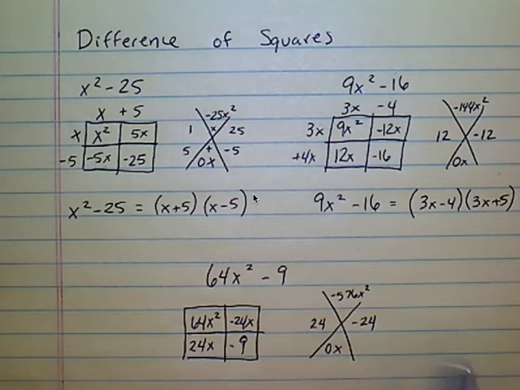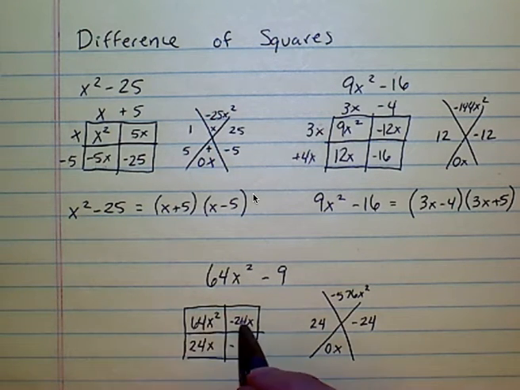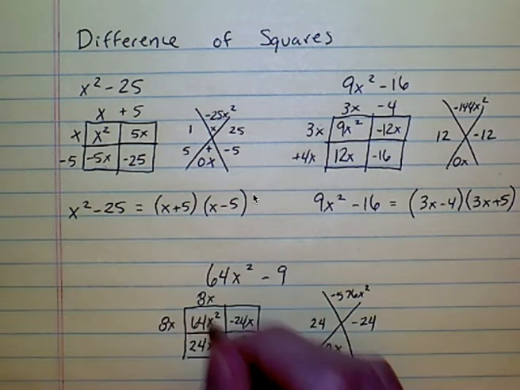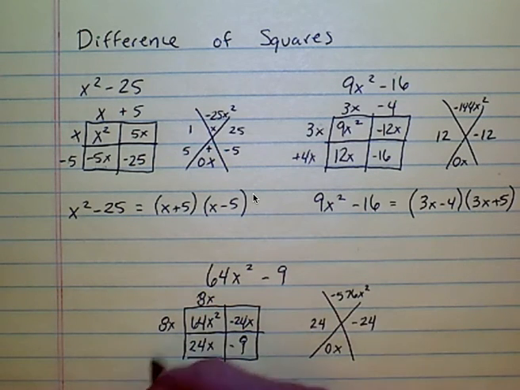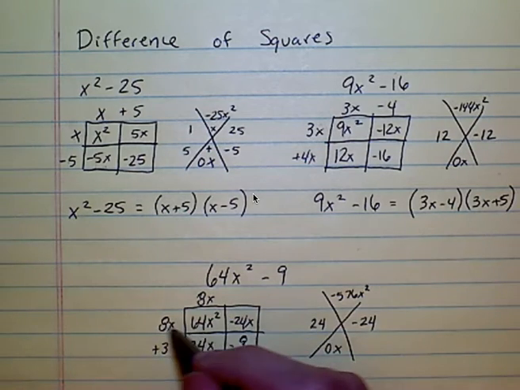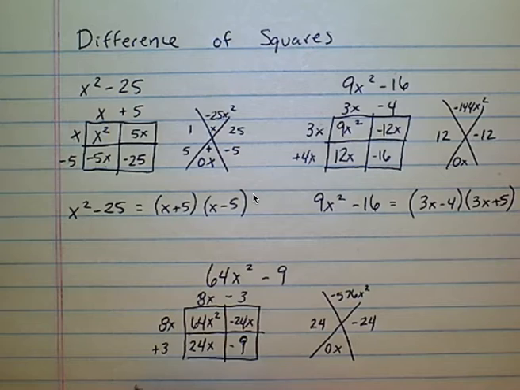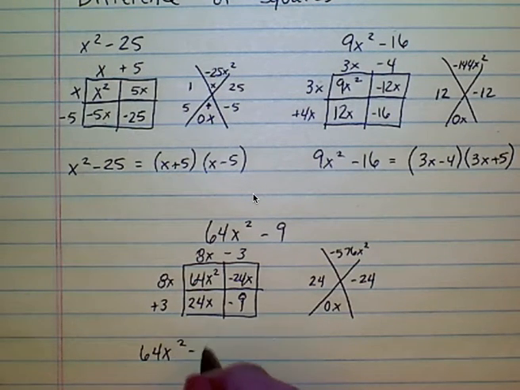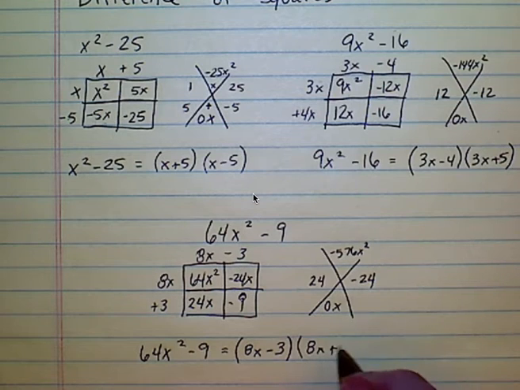Again, if we then go through finding our GCFs to find these first two pieces, the GCF here is 8x and 8x in both directions. Okay, so then 8 times what gives me 24? Well, that's a positive 3. 8x times what gives me negative 24x? Well, that's a negative 3. So what that tells me is 64x squared minus 9 factors to equal 8x minus 3 and 8x plus 3.